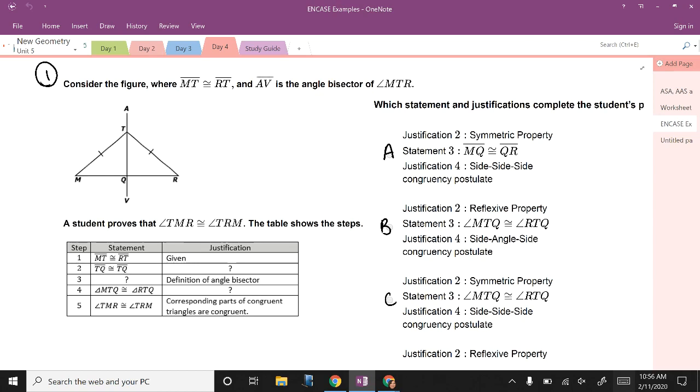So notice I gave you the figure and a partial proof on number 1. As a group, I want y'all to discuss. Now they use the word justification instead of reason. That means the same thing, doesn't it? Justification is the same thing as reason. So I want you to find the answer choice that correctly fills in that proof. Discuss it with each other. Take a couple minutes.